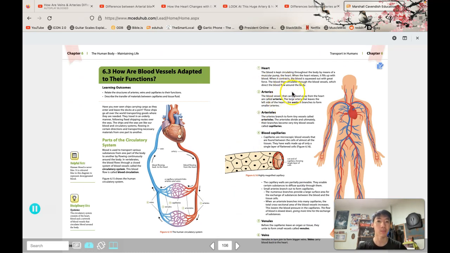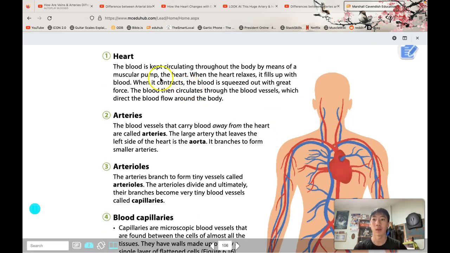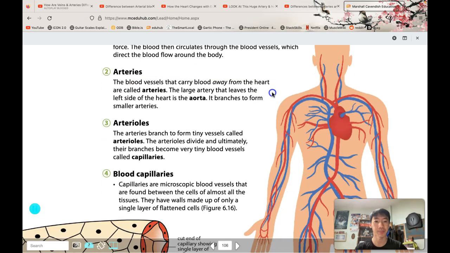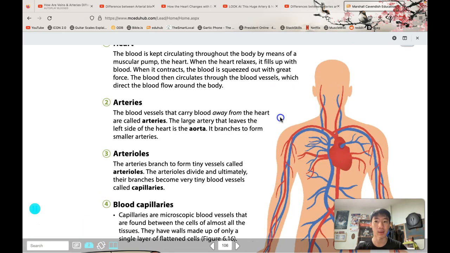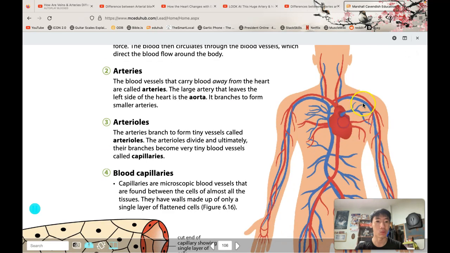Let's talk about the 6 parts of the blood vessels or the circulatory system. Firstly, the heart. Blood is kept circulating throughout the body by means of a muscular pump, which is the heart. When the heart relaxes, it fills up with blood. When it contracts, the blood is squeezed out with great force. The blood then circulates through the blood vessels, which direct the blood flow around the body. As you can see here, the heart is about the size of your fist. When it contracts, it squeezes blood out through this part known as the aorta, and then down towards the other arteries.